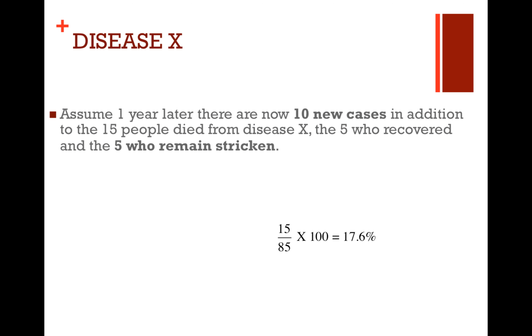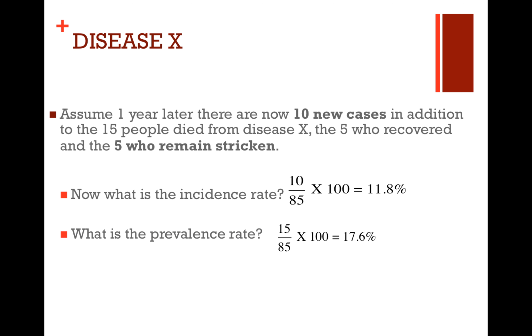This came in wrong. So assume 1 year later, there are now 10 new cases in addition to the 15 people who died from the disease, 5 who recover, and the 5 who remain stricken. So now what's the incidence rate? The incidence rate in this case is going to be 10 out of 85. So our population declined by 15. Those are the 15 who died. And we have 10 new cases. So this year, we now have an incidence rate of 11.8.